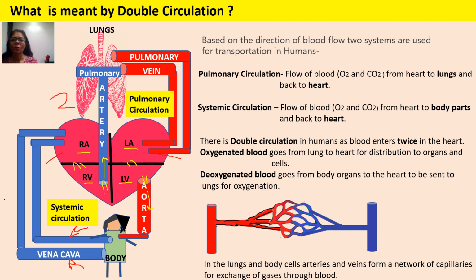So based on the flow of blood, we have two types of circulation: pulmonary circulation and systemic circulation. As the name suggests, pulmonary means towards lungs. So when the blood is taken from the heart to the lungs and back to the heart, it is known as pulmonary circulation. Systemic means flow of blood from the heart to body parts and back to the heart.